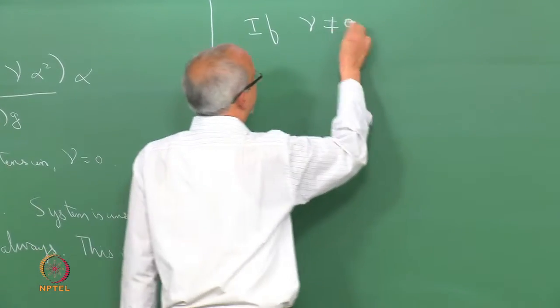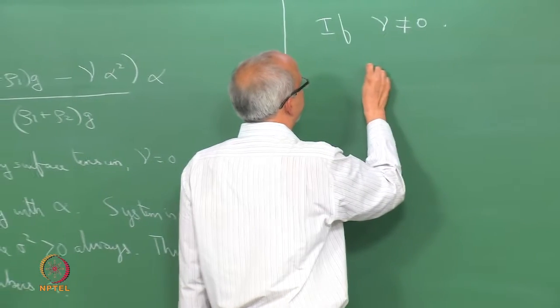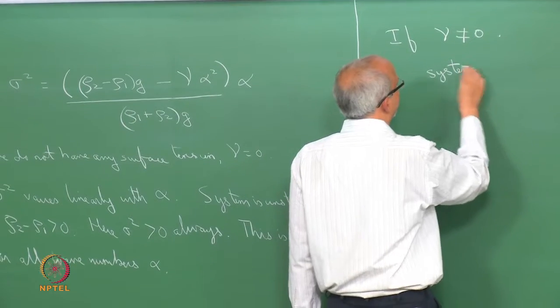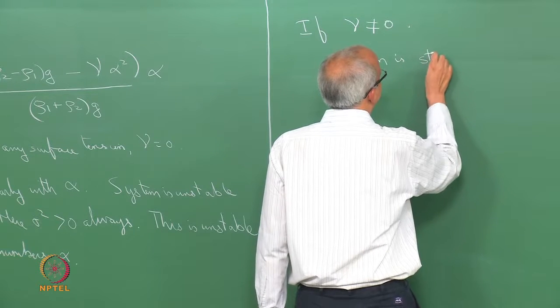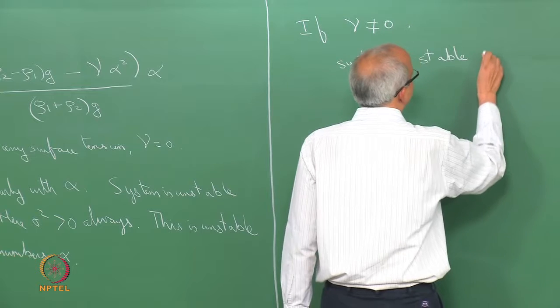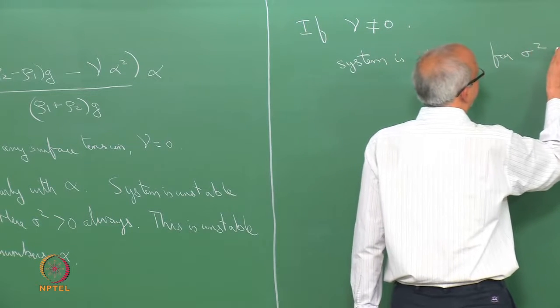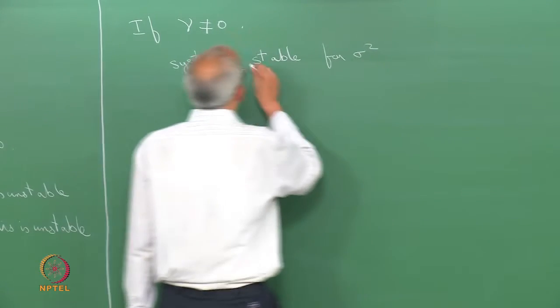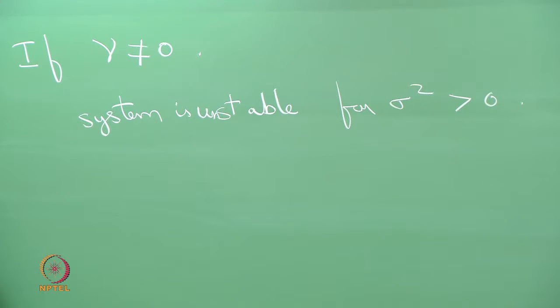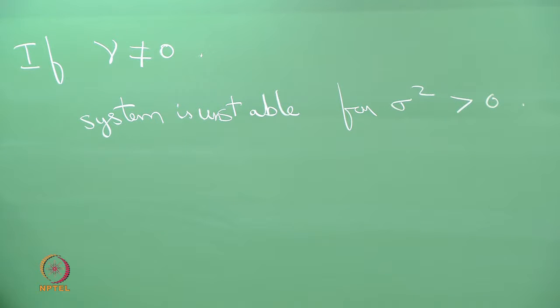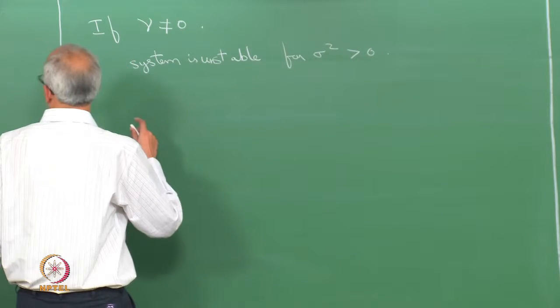whereas if gamma is not equal to 0, then the system is stable or unstable depending on sigma squared. The system is unstable when sigma squared is positive, because if sigma squared is positive, sigma is going to have a plus the square root of that or minus the square root of that. So there is one component which is going to be growing, and even if one component grows, that means it is unstable. So the system is unstable for sigma squared greater than 0, and when does that happen?